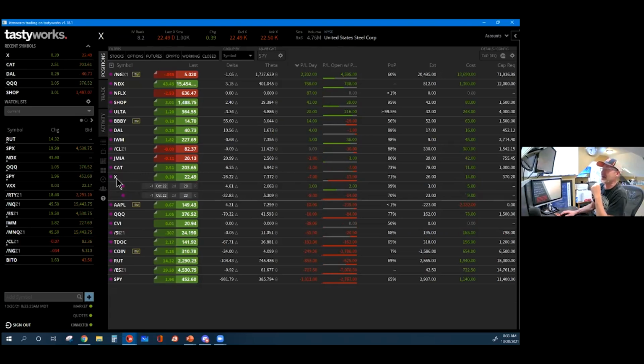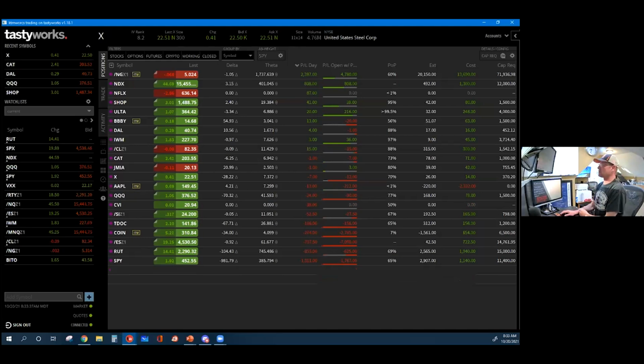I think that on the X, it should be very much like the IWM trade, where we should be able to adjust it quite easily if needs be. The numbers were really good on that as well.